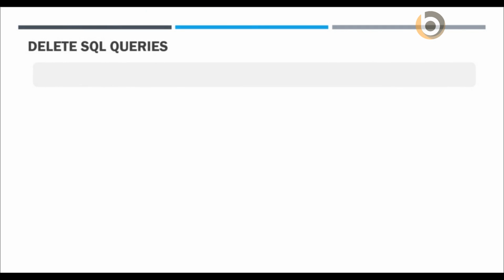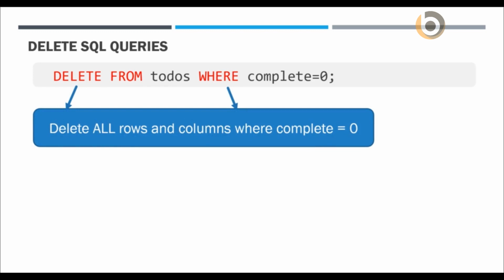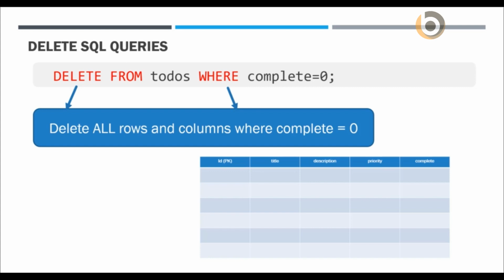And as always, you do not have to delete based on ID or a primary key, even though it is significantly more safe. We could write delete from to-dos where complete is equal to 0. This will delete all rows and columns where complete is equal to 0. So if we did not change any of our complete values to true, we would essentially erase and delete our entire database.